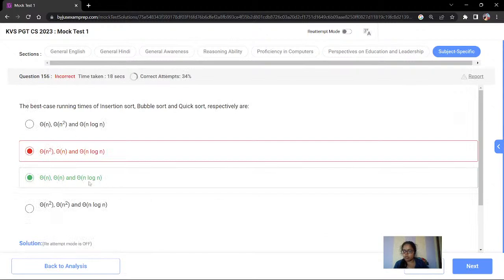Next is O(n) and O(n log n). O(n) is for the best case of insertion sort, and bubble sort is also O(n), and quick sort is O(n log n). That is the best case time complexity.